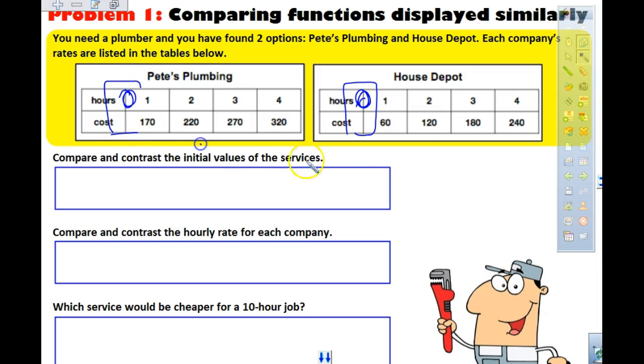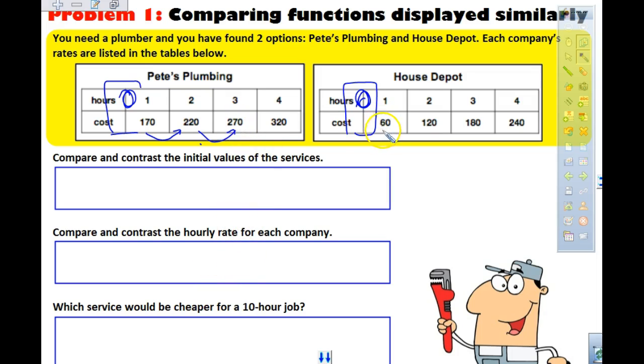But before we do that, we might want to look at what are their rates of change, right? So how are their hourly rates? When I look at Pete's Plumbing, what's happening from 170 to 220? From 2 hours at 220 to 3 hours at 270. How much is Pete's Plumbing going up? Pete's Plumbing is going at a rate of $50 an hour.